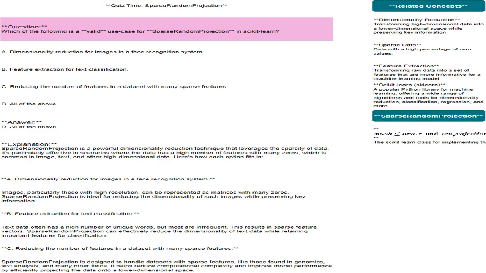Sparse random projection. Python. from sklearn.random_projection import SparseRandomProjection. srp = SparseRandomProjection(n_components=50, density='auto'). X_reduced = srp.fit_transform(X). This code uses sparse random projection to reduce the dimensionality of a dataset X to 50 features, leveraging its sparsity.